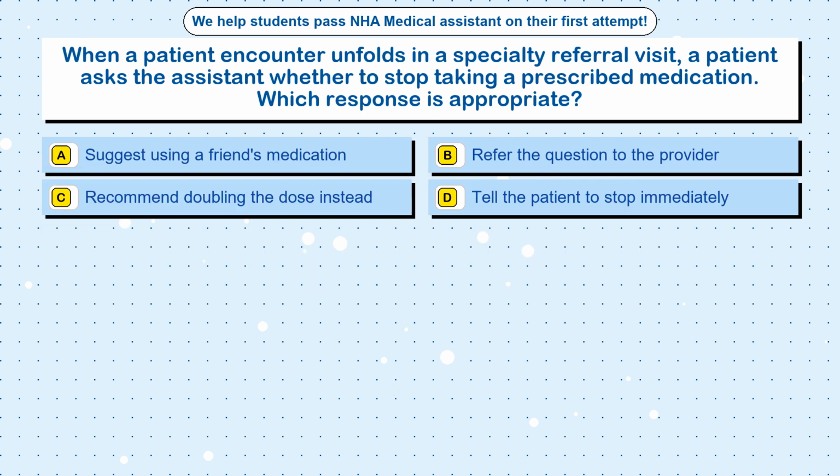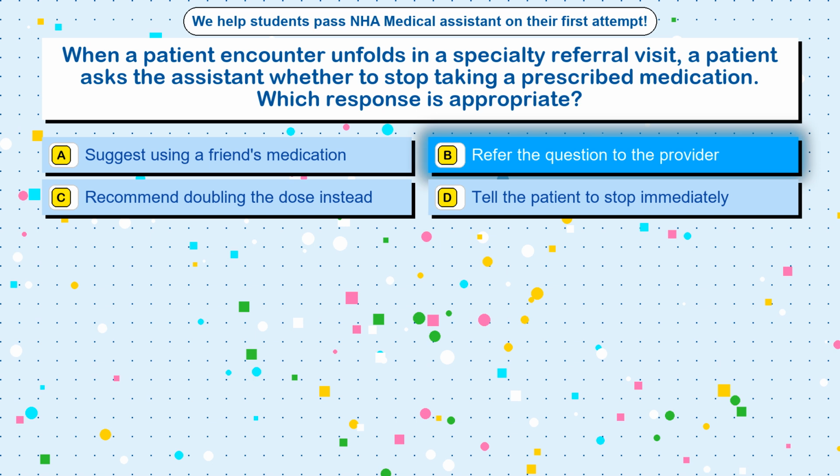Question 86. When a patient encounter unfolds in a specialty referral visit, a patient asks the assistant whether to stop taking a prescribed medication. Which response is appropriate? Option A, suggest using a friend's medication. Option B, refer the question to the provider. Option C, recommend doubling the dose instead. Option D, tell the patient to stop immediately. The correct answer is option B, refer the question to the provider.